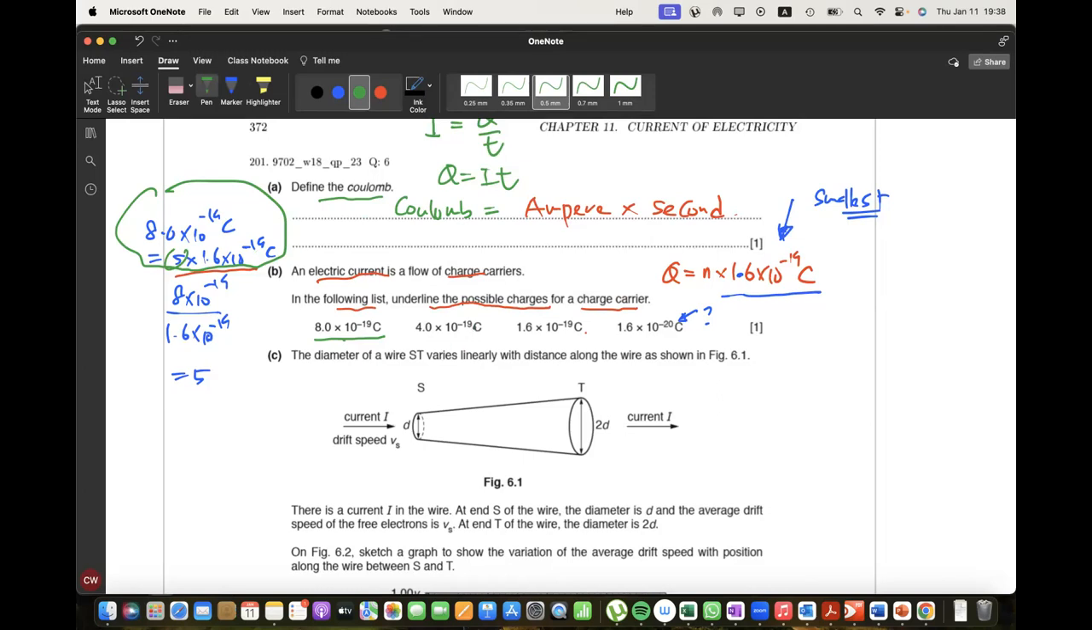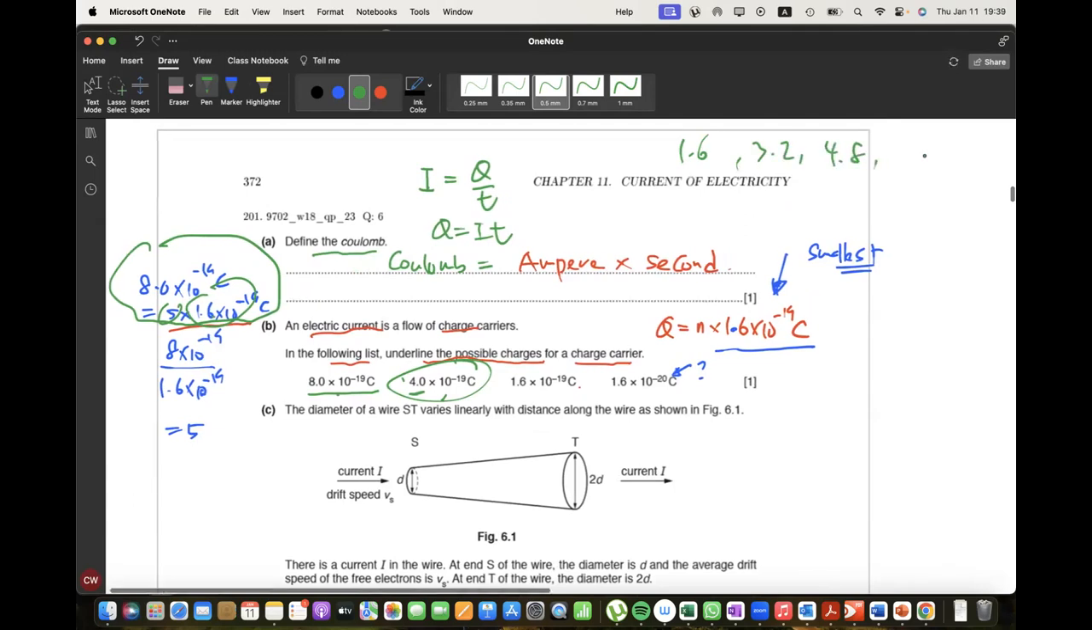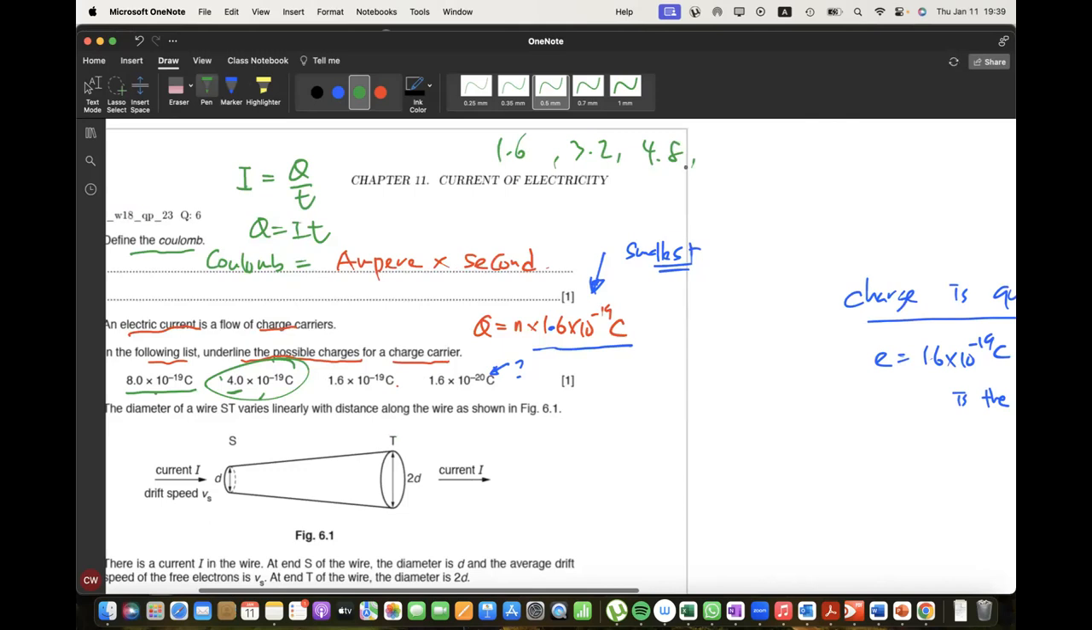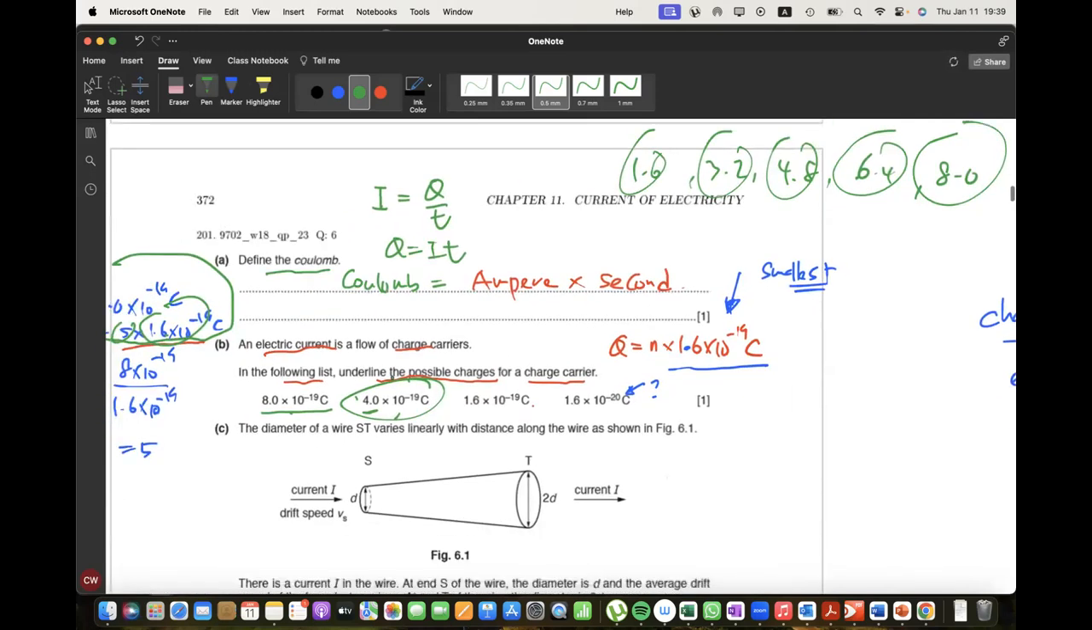Okay. So this one why cannot? Because the smallest is this number. Can we use this one to build this one? Cannot, because 4 is not a multiple. What is a multiple of 1.6? 3.2, 4.8. What is the next number? Times 2, times 3, times 4 is what? 6.4. What is the next number? 8. That means all these are multiples. Okay, multiple, 1 times. So this one cannot.